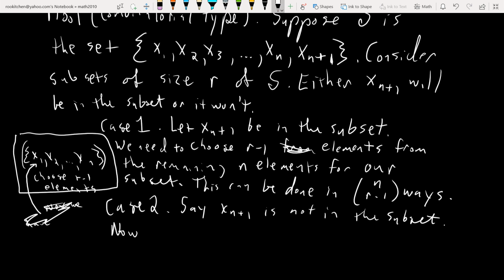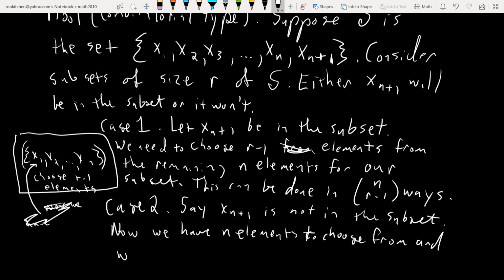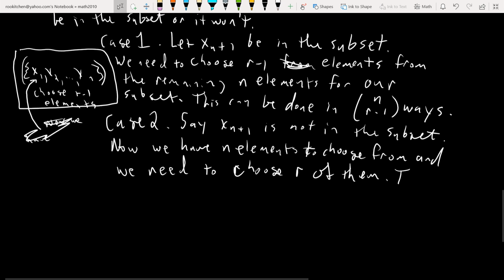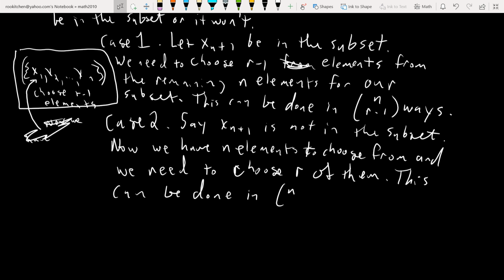Now we have n elements to choose from, and we need to choose r of them. So how many ways can you do that? That's n choose r. So the number of subsets that contain x sub n plus 1 is n choose r minus 1, and then the number of subsets that don't contain x sub n plus 1 is n choose r.